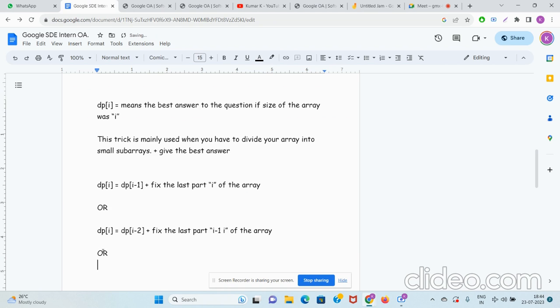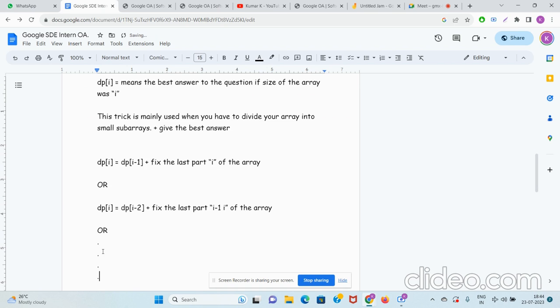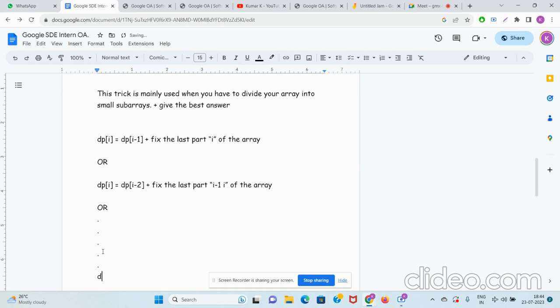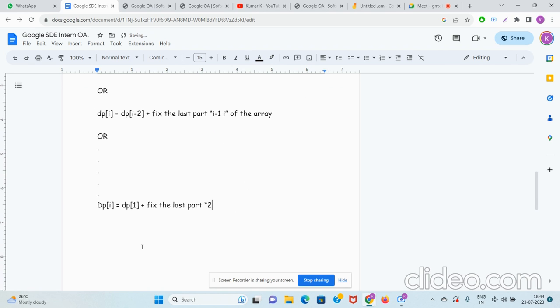Similarly, guys, there will be n possibilities like this. Okay, the final possibility will be what? dp of i equals dp of 1 plus fix the last part. Which is the last part? Now the last part will be from where? It will be from 2 to i of the array.